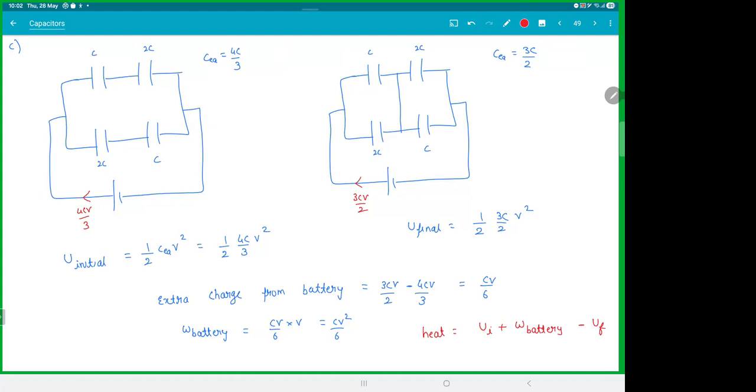Is this clear, everyone? You have to include work done by battery. Most people forget that. If you just take U initial and U final, you won't get the answer. Okay, people are saying this is CV square by 12. So please verify your answer.